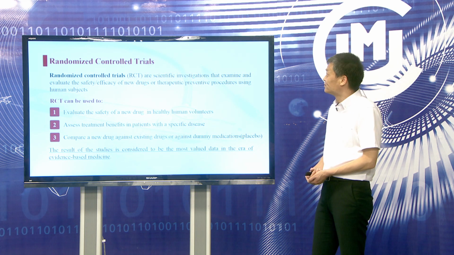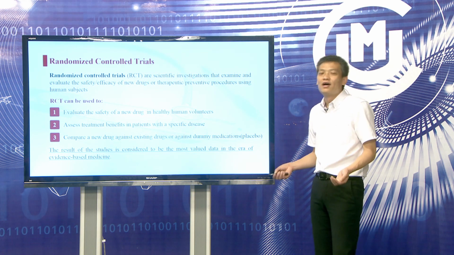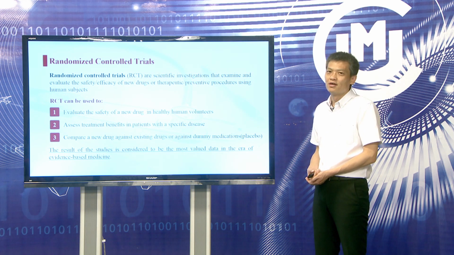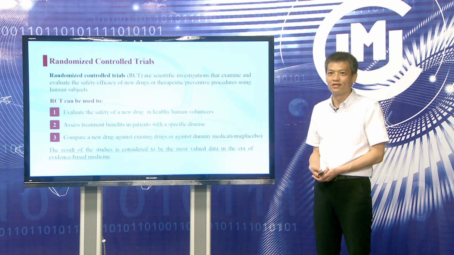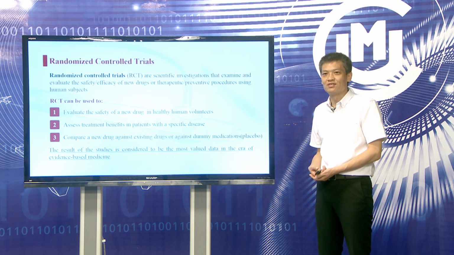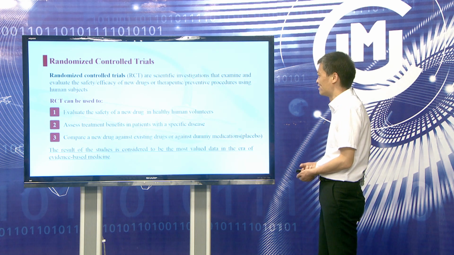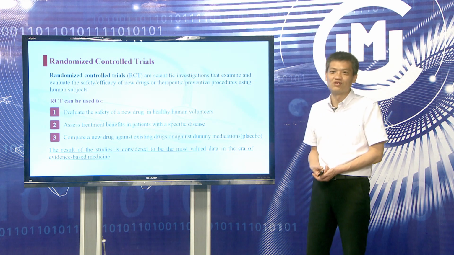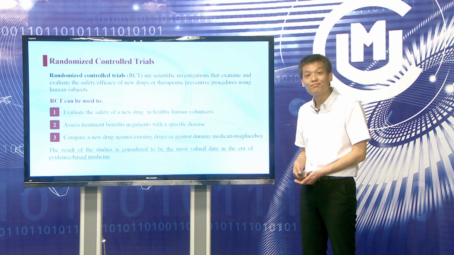Randomized controlled trials are scientific investigations that examine and evaluate the safety and efficacy of new drugs or therapeutic procedures using human subjects. An RCT can be used first to evaluate the safety of a new drug in healthy human volunteers, second to assess treatment benefits in patients with a specific disease, and thirdly to compare a new drug against the existing drugs or against dummy medications. The results of these studies are considered to be the most valued data in evidence-based medicine.